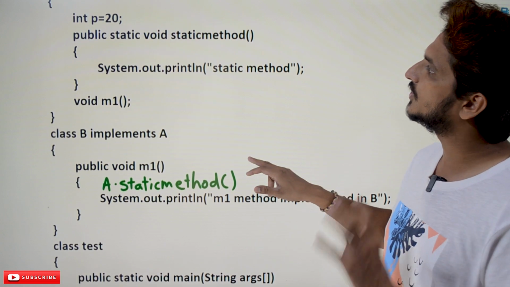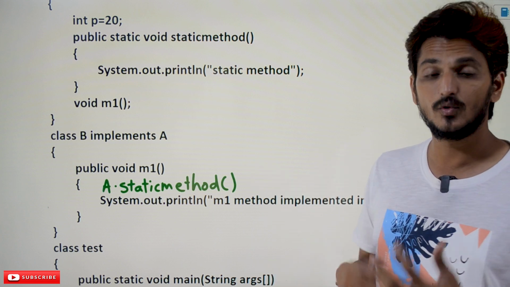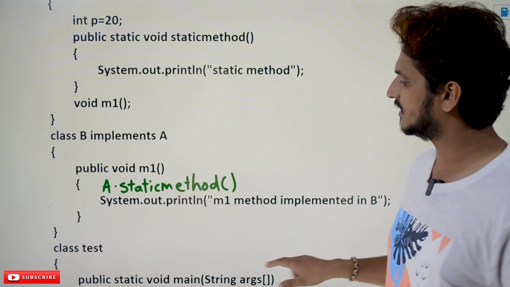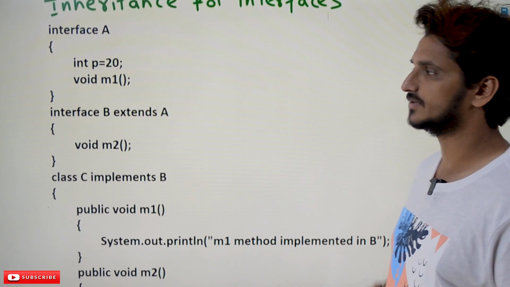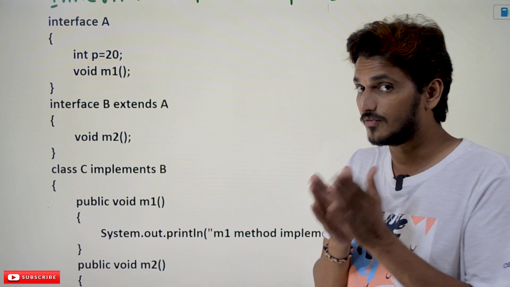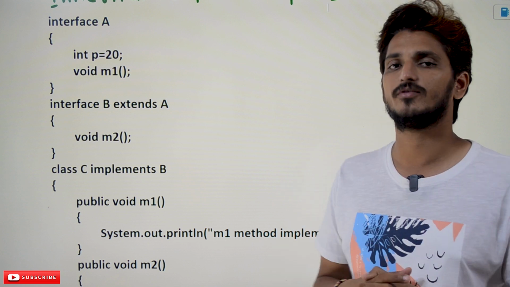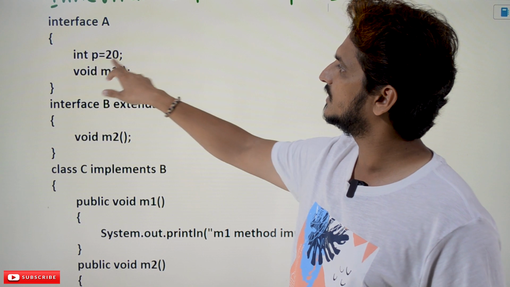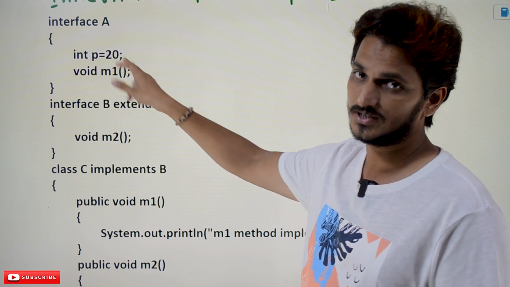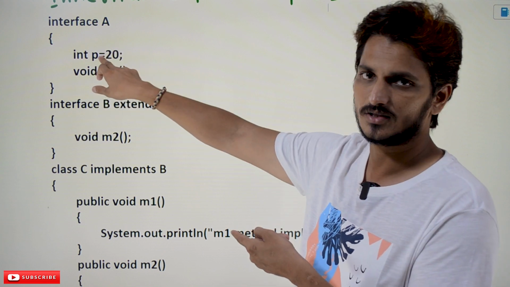So this is the point you need to understand. In interfaces, we can define static methods. Similarly, the next concept you need to understand is inheritance for interfaces. Yes, the concept of inheritance applies to interfaces. Interface A: int p is equal to 20, void m1(). This is an abstract method. This is a static constant.